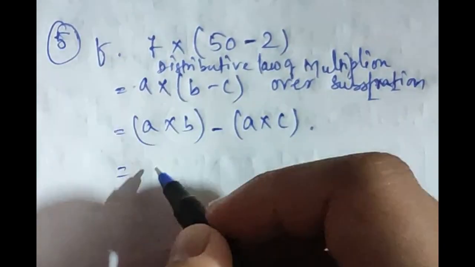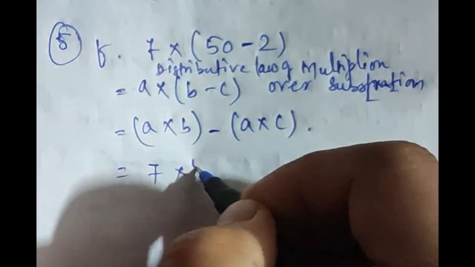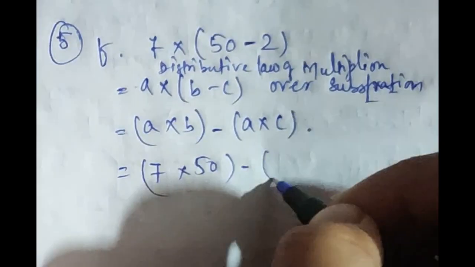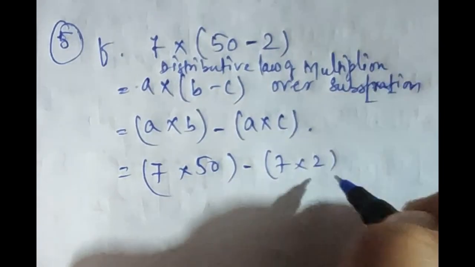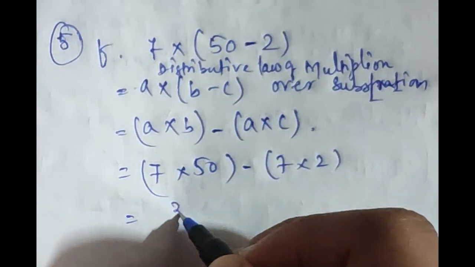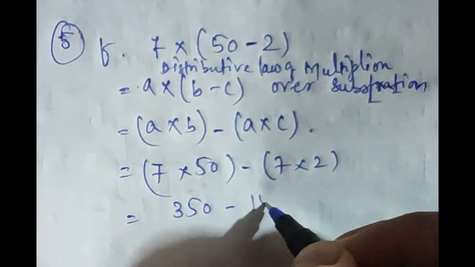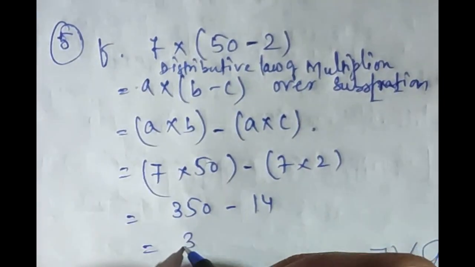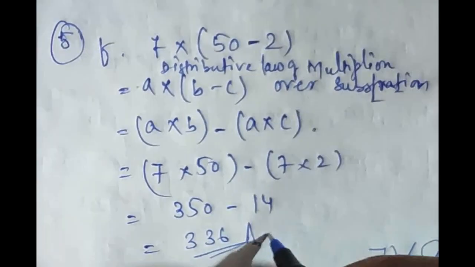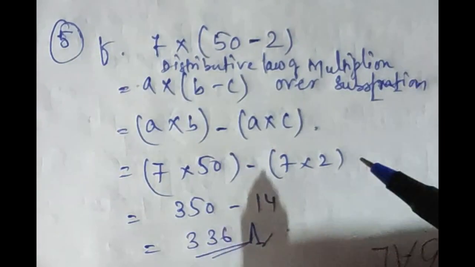So what is your a here? 7. What is your b? 50 minus... what is your a? 7 into what is your c? 2. 7 5s are 35, 7 2s are 14. When you subtract it, you will get 336 as the answer. Okay, I hope you are clear with this.